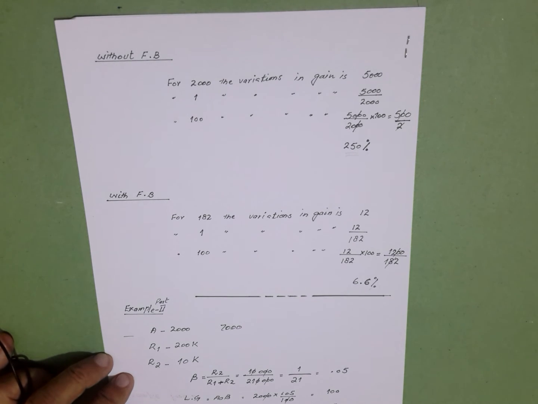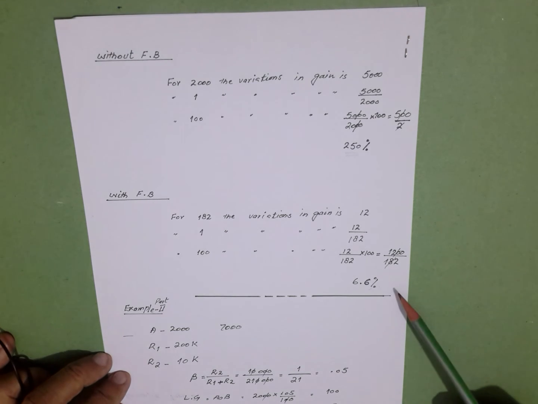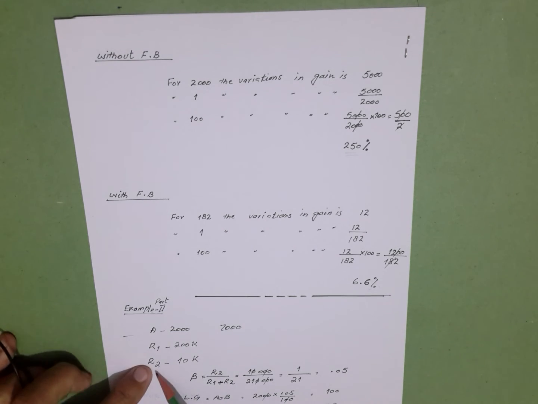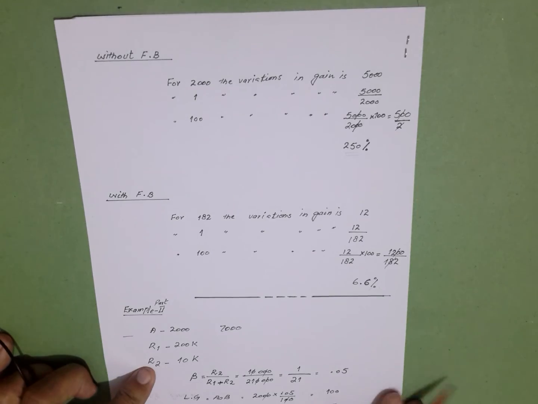That was the major setback in the operational amplifier, that the gain was very large but there were a lot of variations. We have been able to stabilize the gain. Part 2, now this time we have increased R2 to 10K. That means the beta has increased 10 times. The feedback voltage has increased 10 times. A naught beta is 100, and for 7000 it is 350.